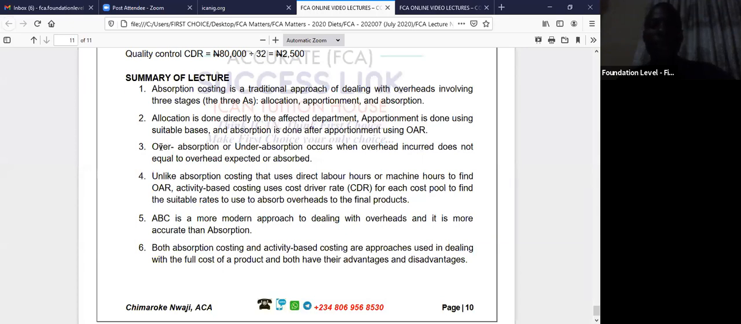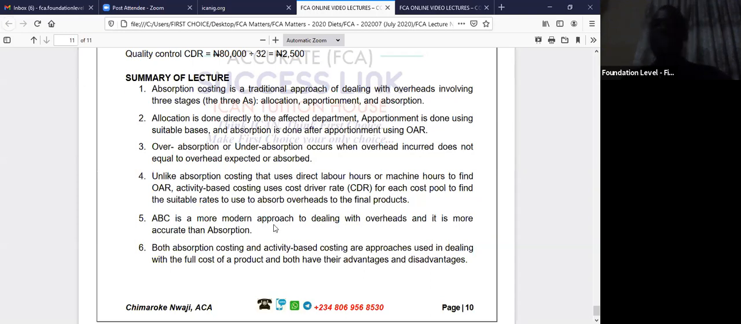Okay, we saw under or over absorption. Over absorption is when you budgeted too much compared to what you actually incur. Under absorption is when you incur much more than what you budgeted. We now saw how to deal with cost driver rates for ABC, unlike the overhead absorption that just uses labor hours. Your CDR, as many as activities that are done in that month, you get their cost driver rates.